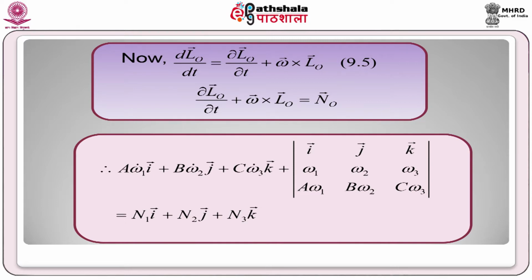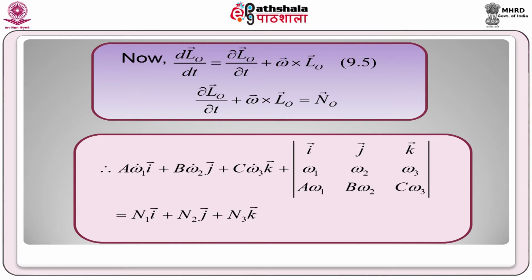If we substitute omega vector cross L_O vector, we get this determinant. In the first row i vector, j vector, k vector. The second row components of omega vector, which are omega 1, omega 2, omega 3. In the third row, the components of angular momentum vector L_O vector have been written, which are capital A into omega 1, capital B into omega 2, capital C into omega 3.